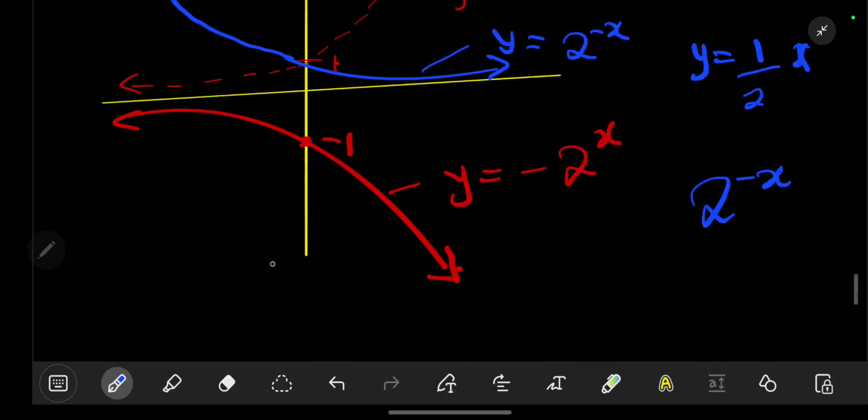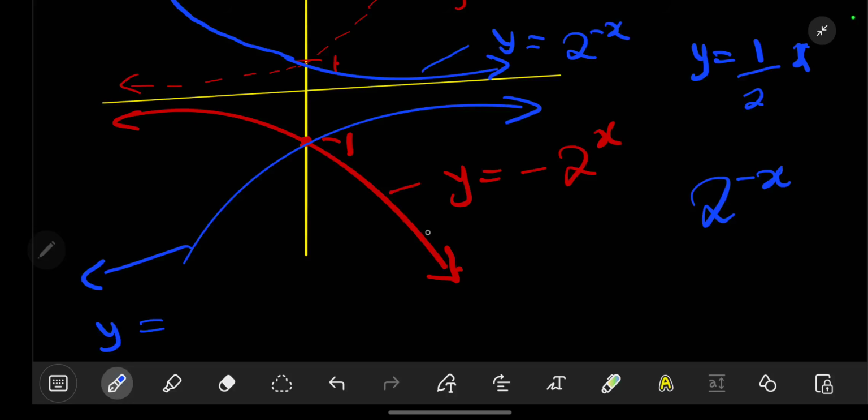So that means another graph might look like something like this. Another graph might look like something like this. This graph is y equal to, we have rotated this graph, it is not 2 to the power, but -2 to the power -x. So this is the graph.